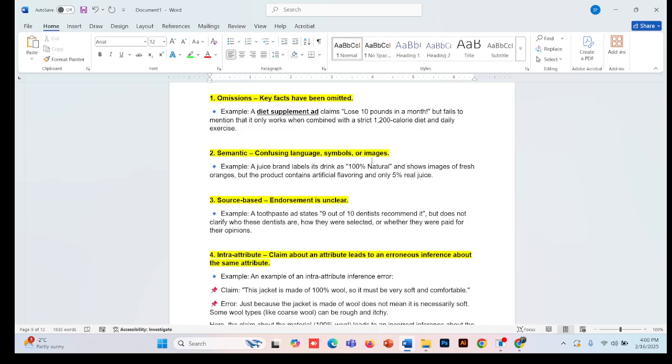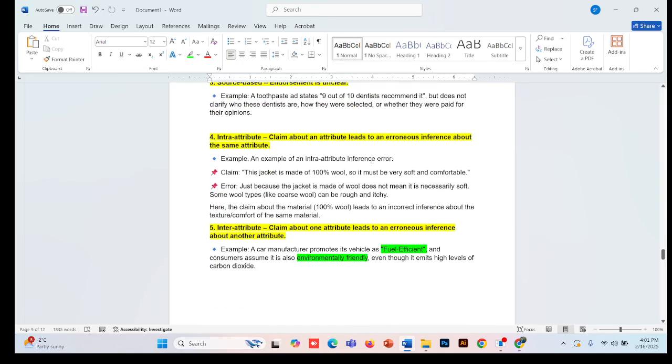Intra-attribute. It is that claim about an attribute leads to an erroneous inference about the same attribute. Here, inference means guessing. So, what happens here? The advertiser highly stresses one feature of the product, and it might lead consumers to have the impression, to wrongly believe its benefits.